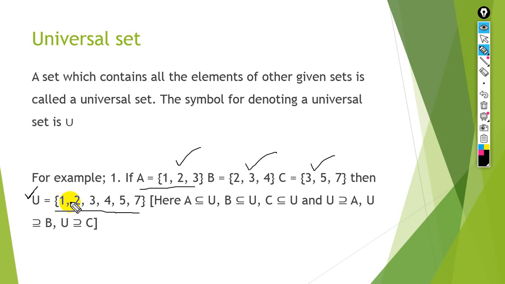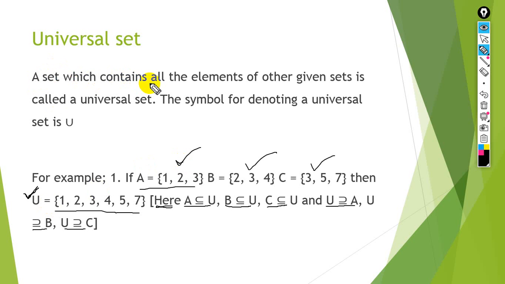Okay, so here we can represent it like this. A is a subset of U, B is a subset of U, C is a subset of U, and U is a superset of A, U is a superset of B, U is a superset of C. When we have this situation, we can say that U is the universal set. All of the remaining sets are subsets of U. So now U will be considered a universal set.